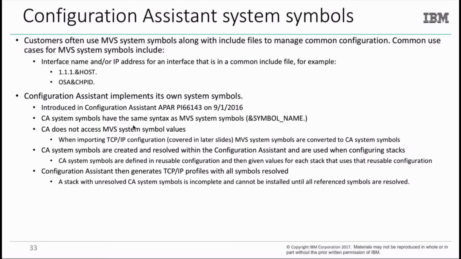However, when you import TCP/IP configuration, which I'll cover in later slides, MVS system symbols are converted to Configuration Assistant system symbols. So Configuration Assistant symbols are created and resolved within the Configuration Assistant, and they're used within the Configuration Assistant. We don't push configuration with symbols in it. We resolve the symbols. You define system symbols in reusable configuration, which I'll show you in a minute, and then you give the symbols values for each stack that uses the reusable configuration, and then we generate the TCP/IP profile with the symbols resolved. You have to resolve all the symbols in CA before you can install a stack.